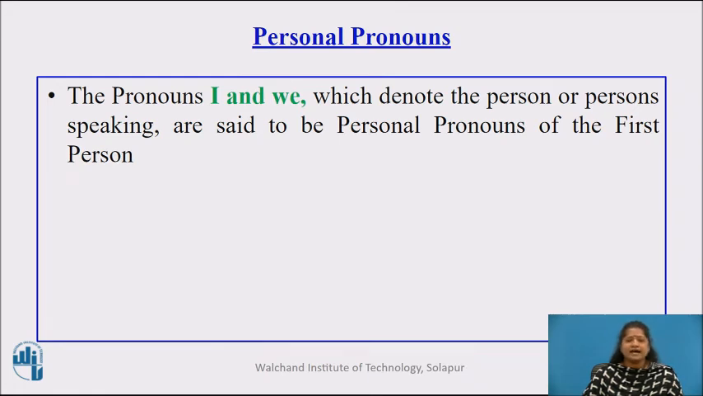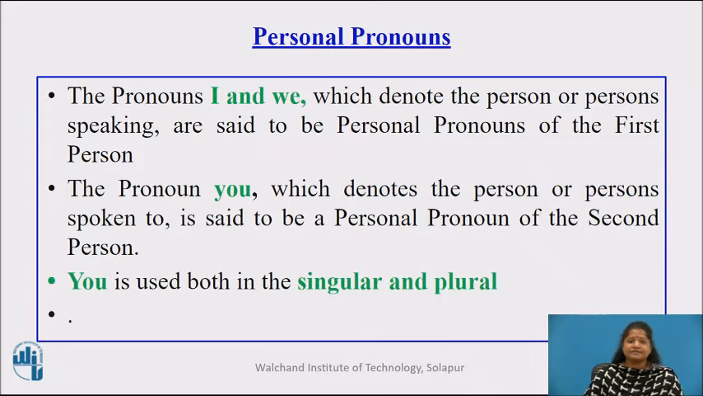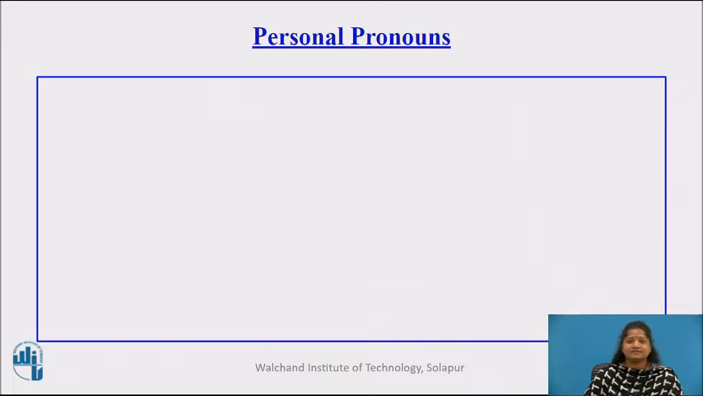The pronouns I and we, which denote the person or persons speaking, are said to be the personal pronouns of the first person. The pronoun you, which denotes the person or persons spoken to, is said to be a personal pronoun of the second person. You is used both in the singular and plural.